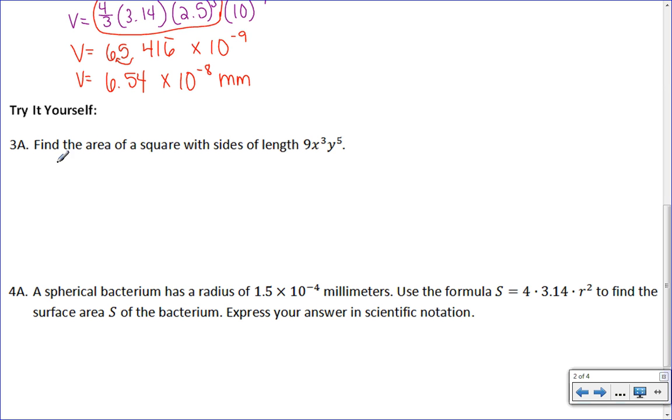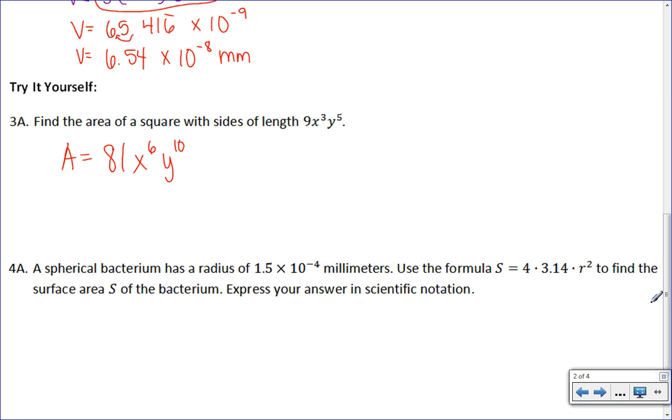Okay, for the first one, the area is 81 x to the 6 y to the 10. And for the last one, the surface area in scientific notation is 2.826 times 10 to the -7th millimeters.